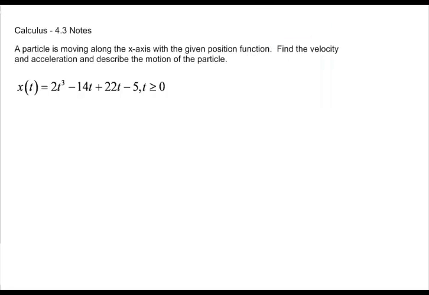Alright, with this guy, we're going to look for velocity and acceleration. Velocity is the first derivative. The acceleration is the second derivative. So we want to find the velocity and acceleration and describe the motion of the particle. So we need x prime of t, and then we need x double prime of t.